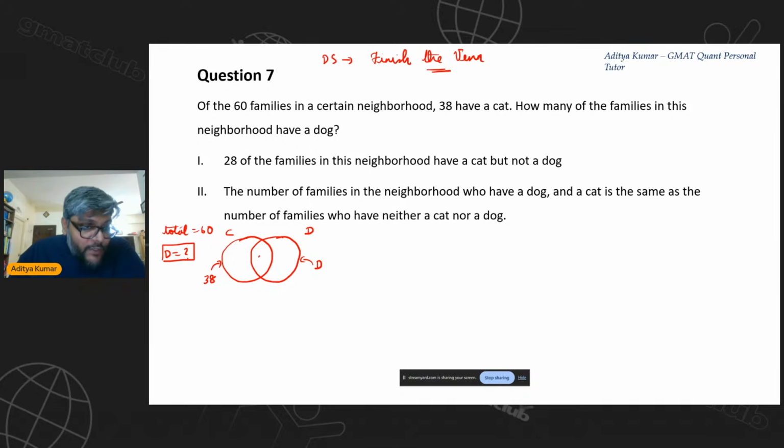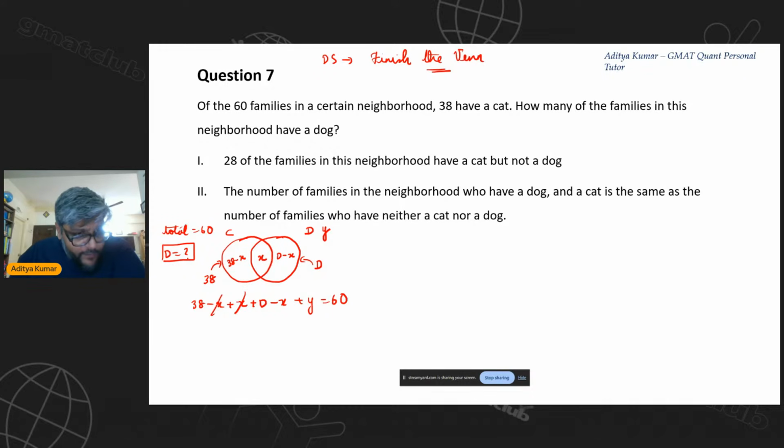So if the intersection is not given, call it X. So this will be 38 minus X. This will be D minus X. And that would be Y. Don't worry, you see, instead of using A, B, C, D, I've just used three variables to break it down instead of four. So the best way to introduce variables in a Venn is again to start inside out. Then I will add everything up. I know everything added should be 60. 38 minus X plus D minus X plus Y is equal to 60.